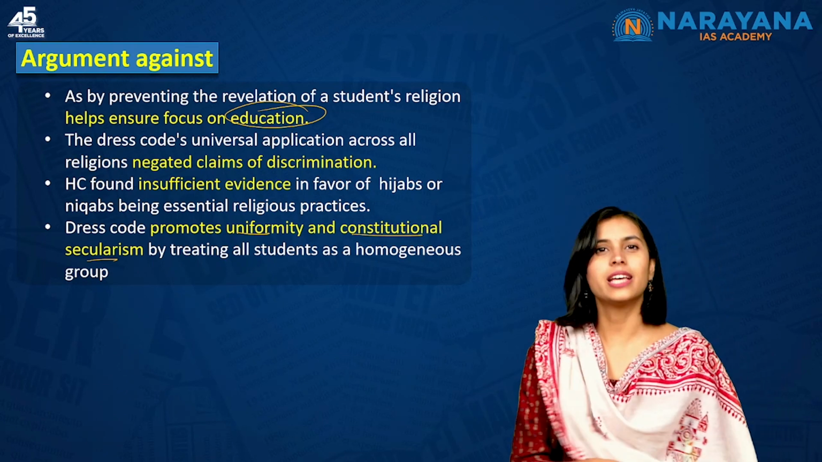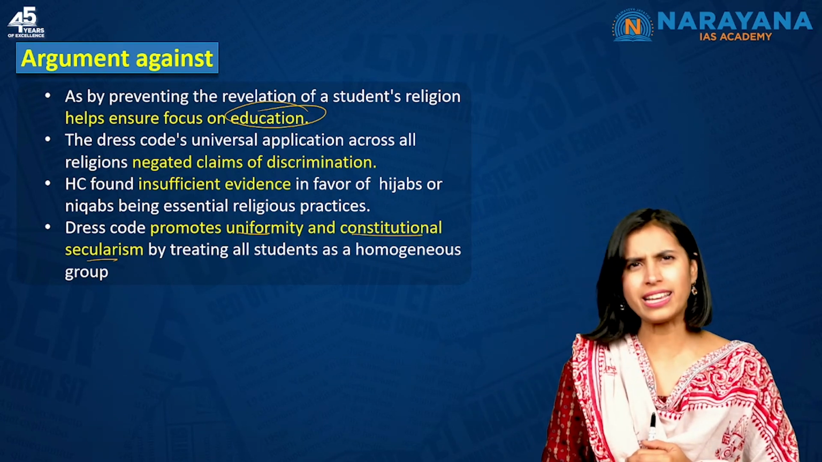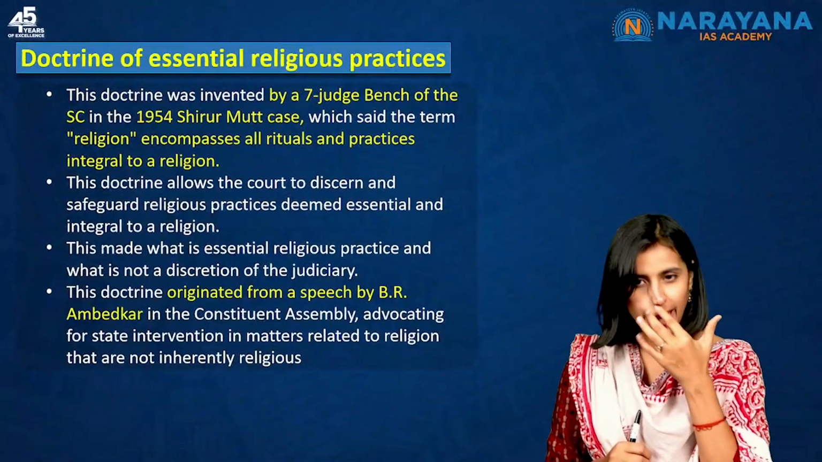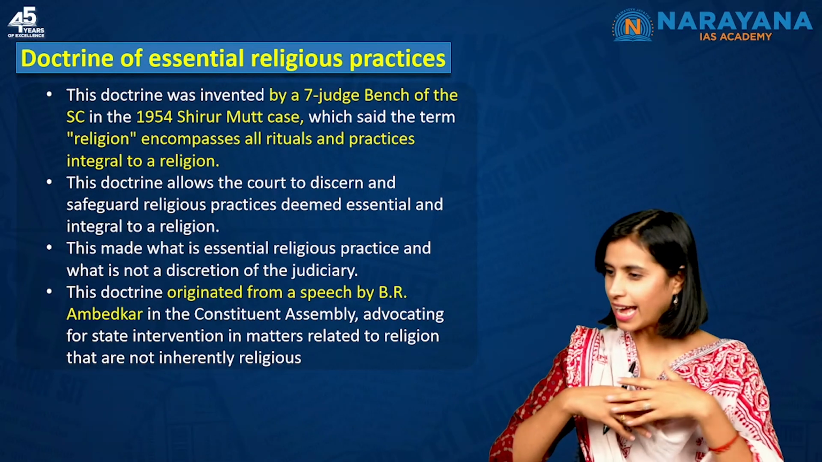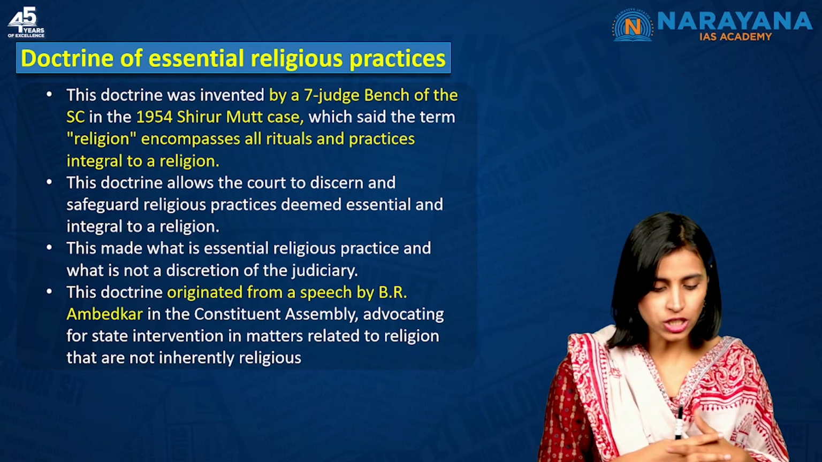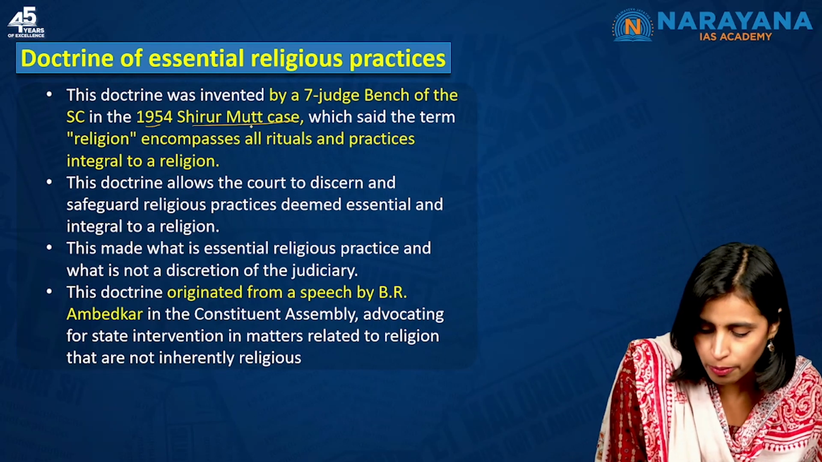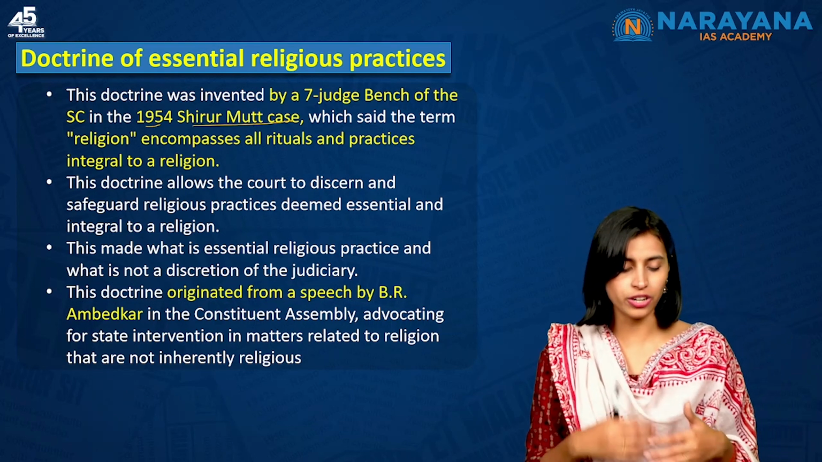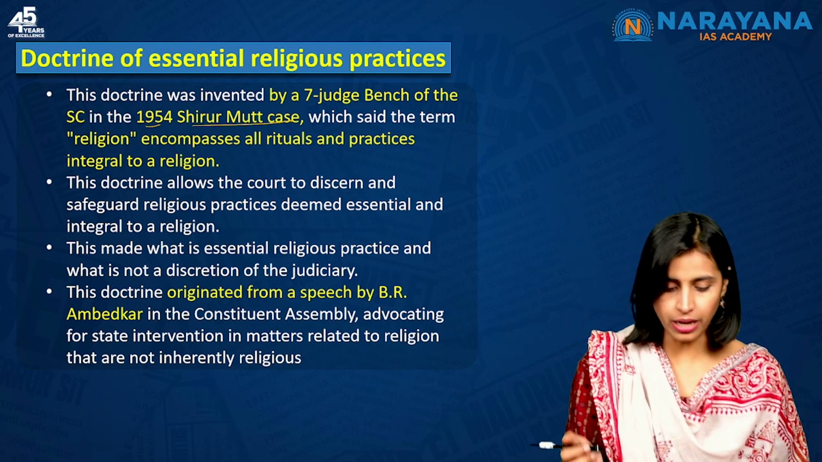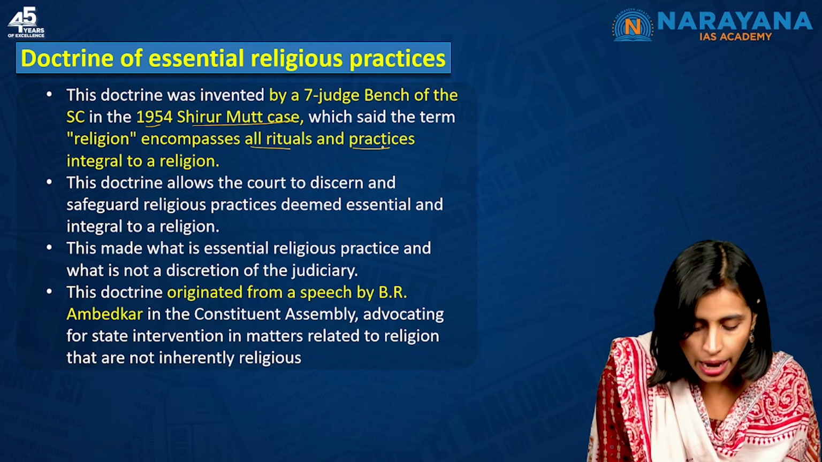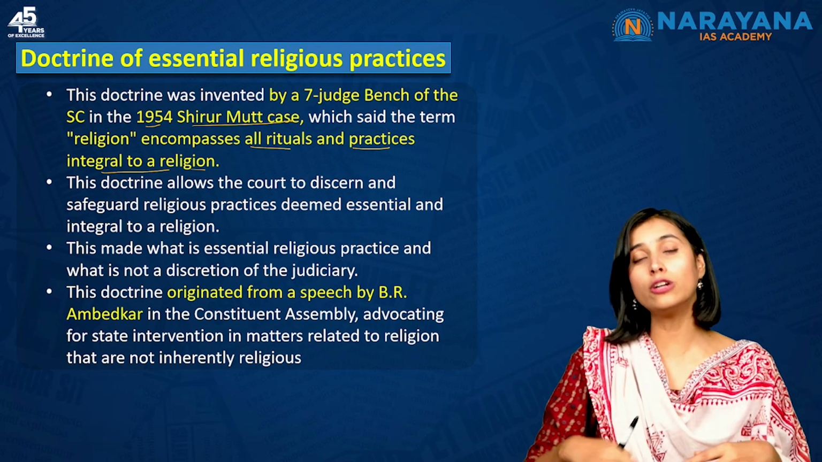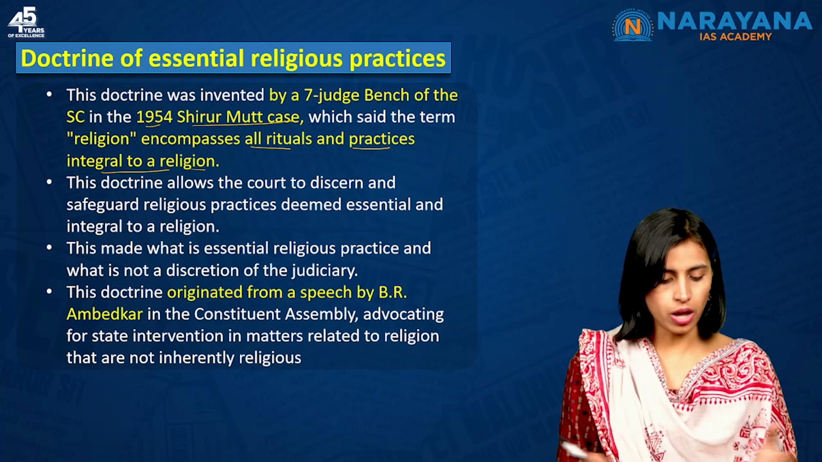Now, since we have discussed essential religious practices a lot, we need to know what they are. The doctrine of essential religious practices was given by the Supreme Court. It's actually a judicial invention which came from the 7-judge bench in 1954 in the Shirur Mutt case. So the 7-judge bench came up with this doctrine, which says that the term religion encompasses all rituals and practices which are integral to the religion.